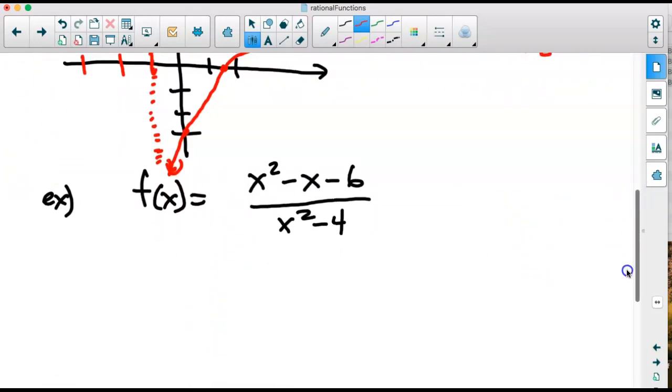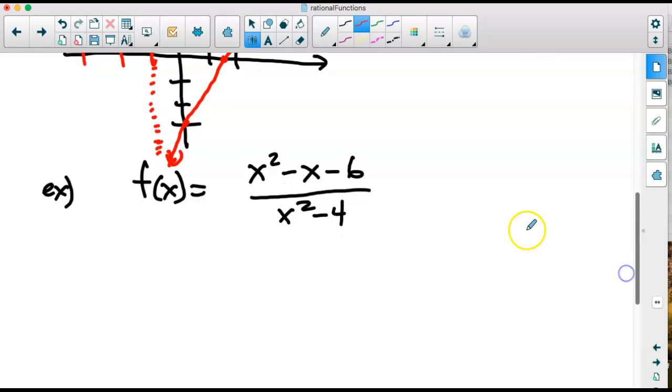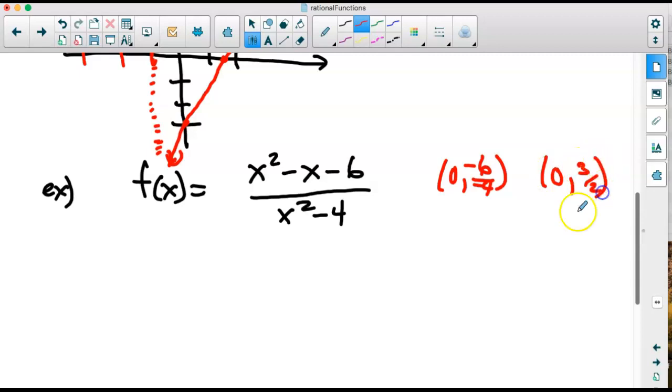Okay, moving on to this one. The intercepts, 0, comma something. So 0 is going to wipe out all these. You're going to have negative 6 on the top and negative 4 on the bottom. So that's going to be 0, positive 3/2 if we reduce.